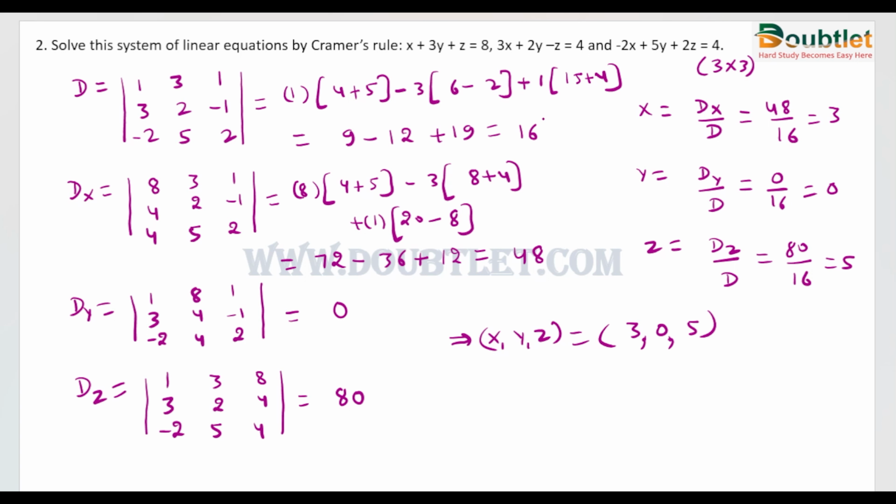Now if you want to check whether our solution is correct or not, you can put these values in any of the equations. Suppose we choose the second equation. So we get 3 into 3, 9, plus 0, minus 5, is equal to 4. 9 minus 5 is equal to 4. So it is satisfying the equation. It means we have found the correct solution by using Cramer's rule. This is the final answer.